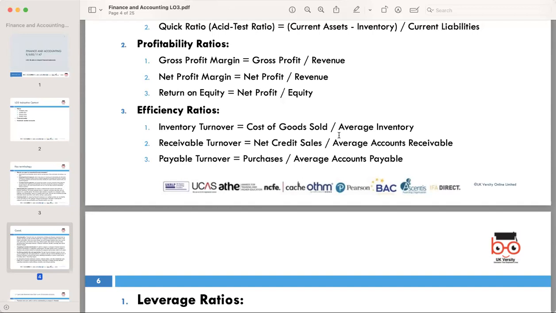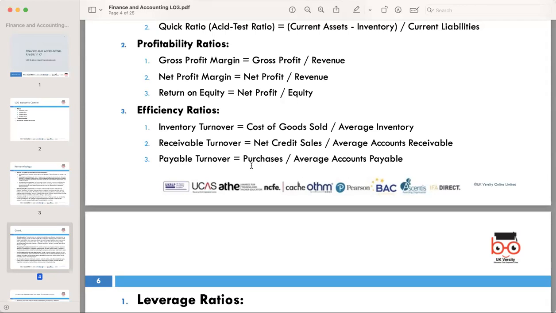Then receivable turnover. This ratio shows how many times a company collects its accounts receivable in a given period. It is calculated by dividing net credit sales by the average accounts receivable. The third one is payable turnover. This ratio indicates how quickly a company pays its suppliers. It is calculated by dividing purchases by the average accounts payable.